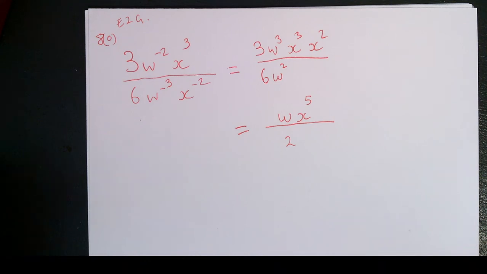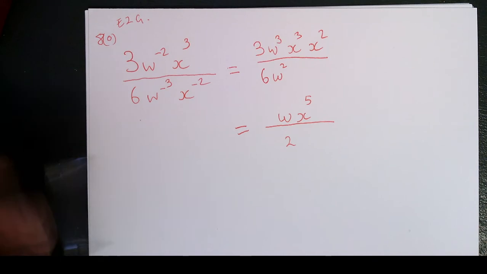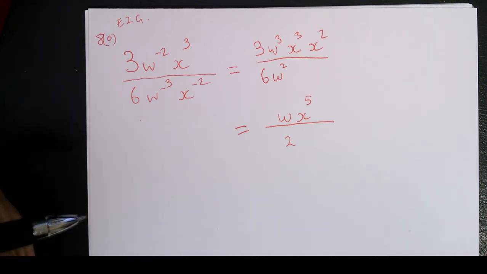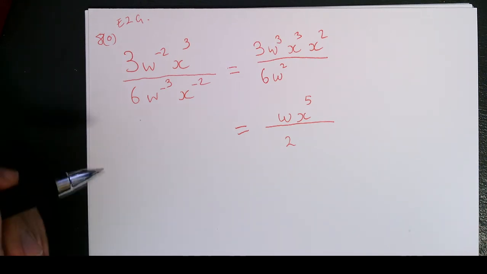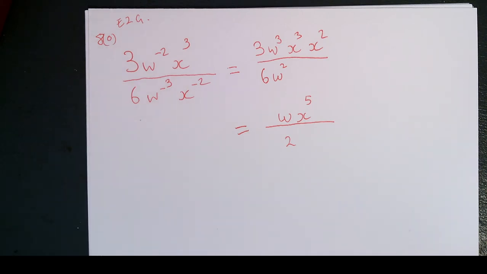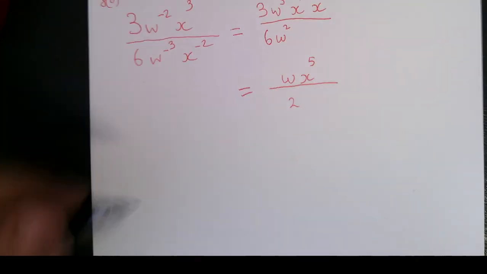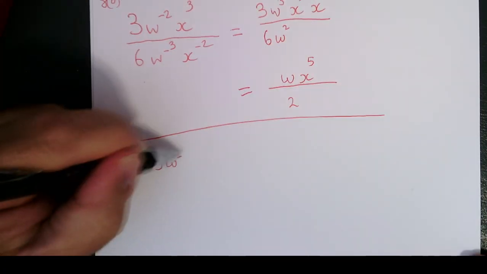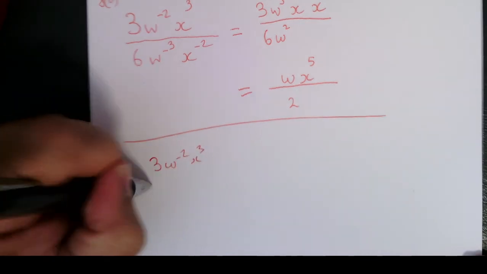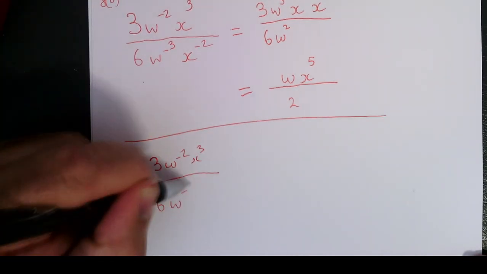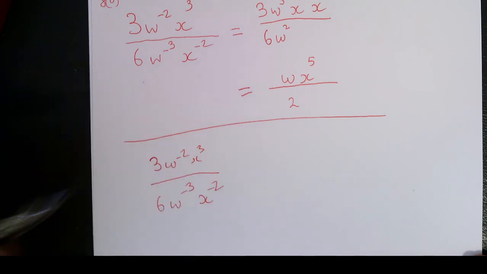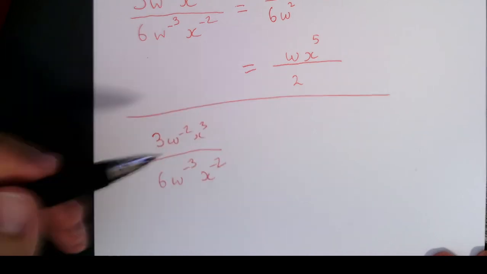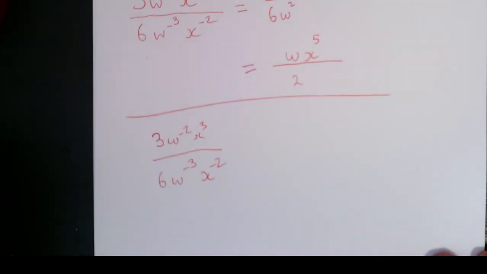Okay. Let me show you another way to do exactly the same question without crossing the vinculum, by just using the rule that says when we divide, we subtract powers. So exactly the same question, just set out in a slightly different way. So I've got 3w to the negative 2 x to the 3 divided by 6w to the negative 3 x to the negative 2. Okay, well, the rule that I've taught you is that when you're dividing, you subtract powers.